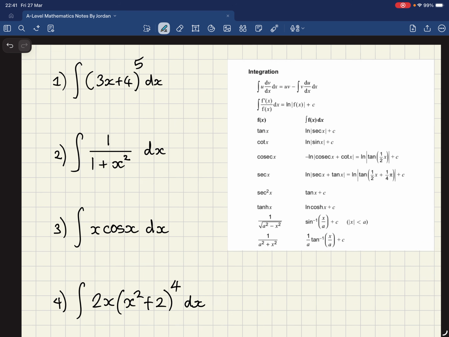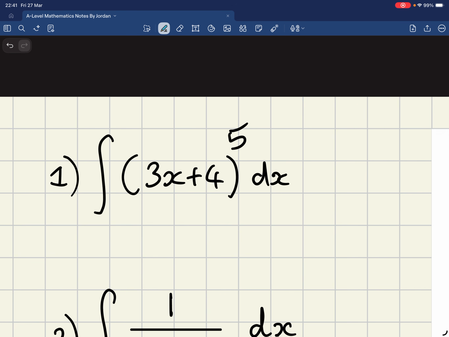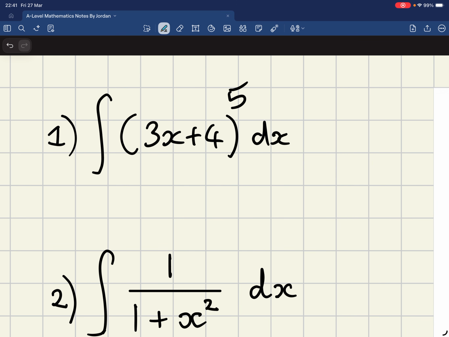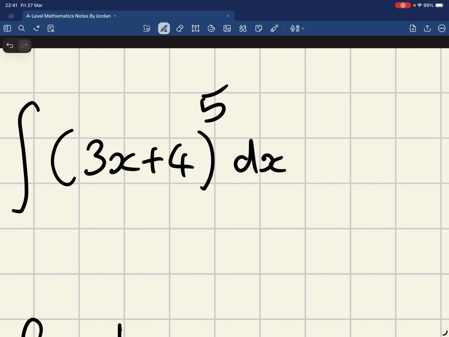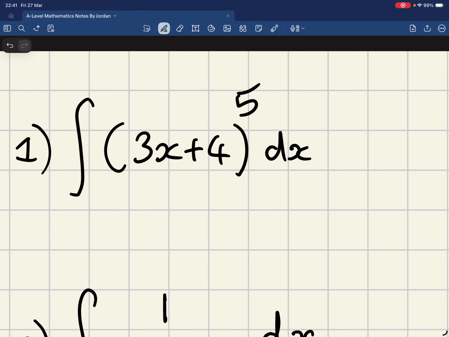So if we were to look at this first one here, this is the type that would be by inspection. So what you could do with this first one is you could imagine that the power would increase by 1. So you could actually make a guess, and then upon making that guess, you would then differentiate that guess and compare it to what you had originally. And you can just adjust the scale factor on the front so that it matches accordingly. So I'll show you what I mean.